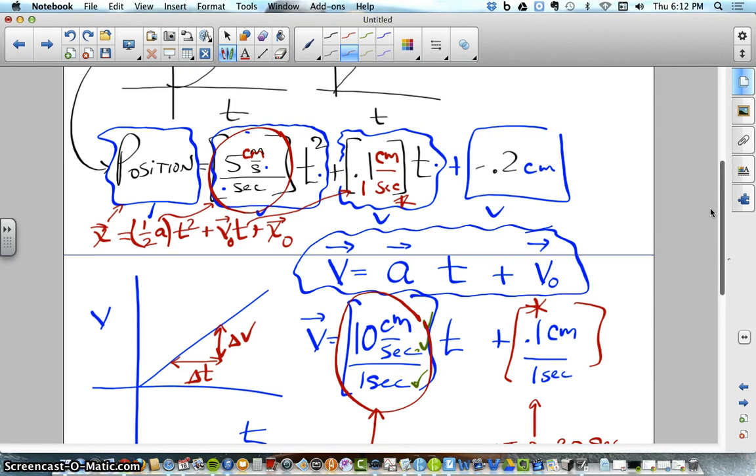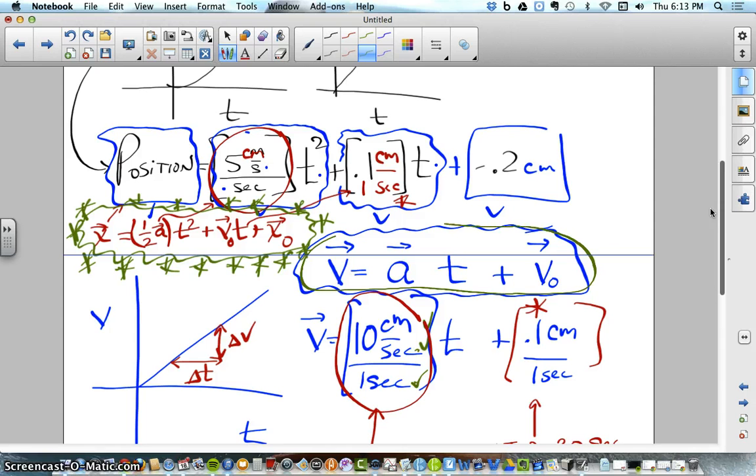And now we have a beautiful equation that represents how position and time are related when something's moving with constant acceleration. We also have a beautiful equation right here for how velocity and time are related when something is moving with constant acceleration. So two fundamental models for constant acceleration motion.